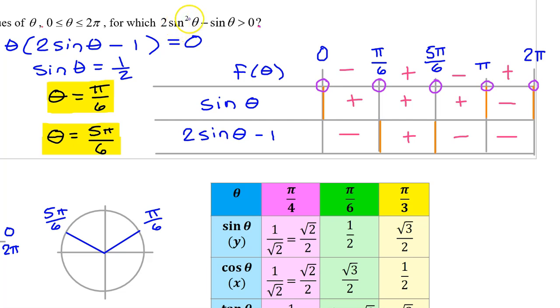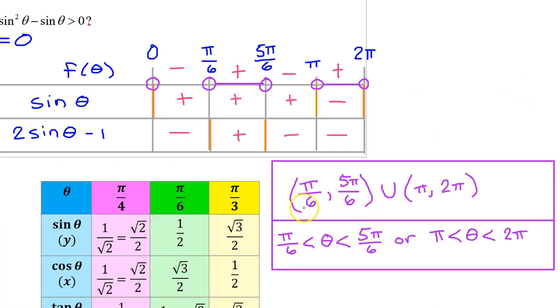Since we are looking for where f of theta is greater than 0, the solutions will be in the intervals where f of theta is positive. That's from pi over 6 to 5 pi over 6, and from pi to 2 pi. Here's your solution in interval notation, and here it is again as an inequality.